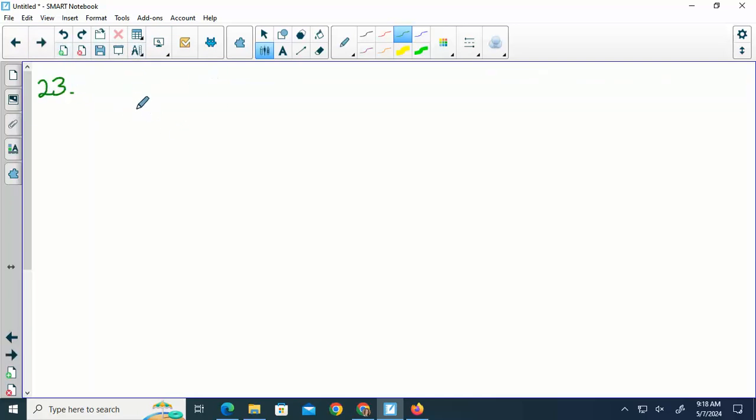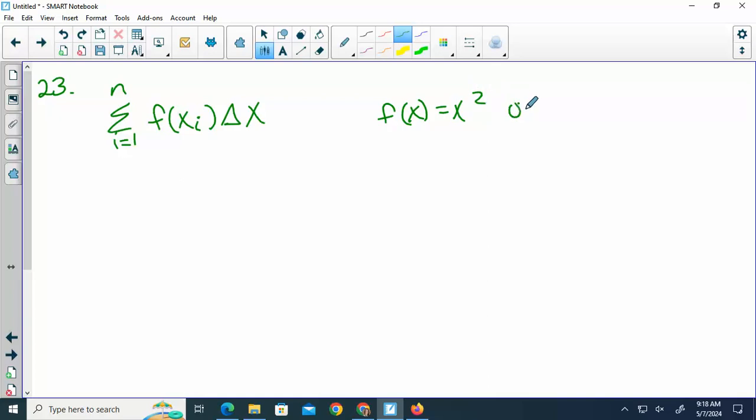Number 23. We need the sum from 1 to n of f of x sub i times change in x to approximate the area when our function is x squared on the interval 0 to 2. All right, so first on these, we have to find our change in x. Change in x is ending minus beginning divided by the number of rectangles. So 2 over n.